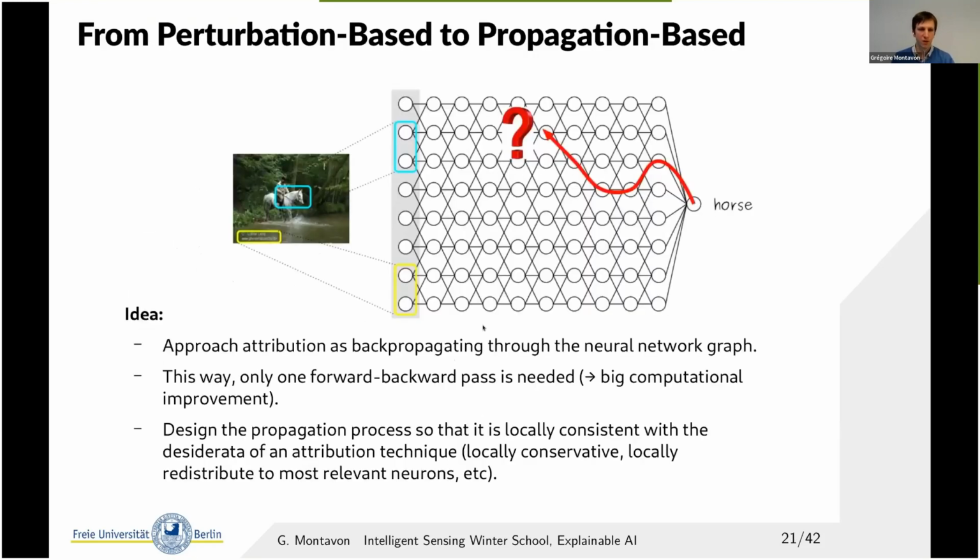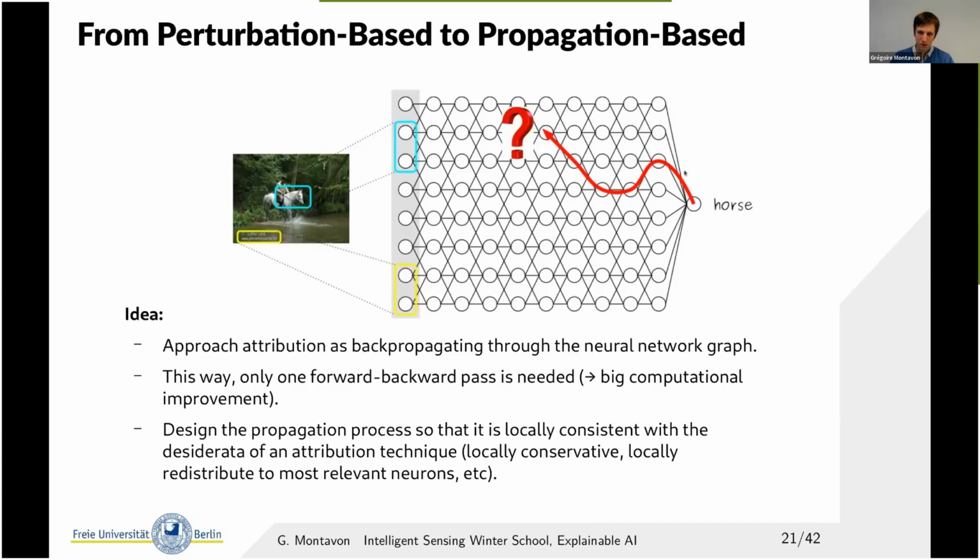So now another approach is to move away from these perturbation-based explanation techniques to propagation-based explanation techniques. And here the idea is to try to reuse the graph of the neural network in order to identify quickly what are the input features that have contributed the most to the prediction, ideally in a single forward-backward pass. And so here, instead of having to evaluate the function d times t times, you would like to evaluate the function only once. And so that would basically carry a big computational improvement.